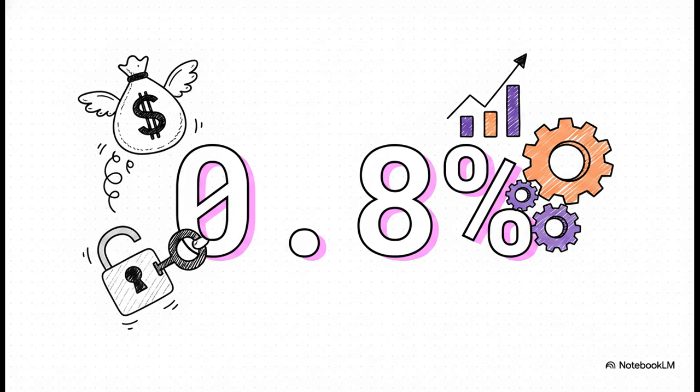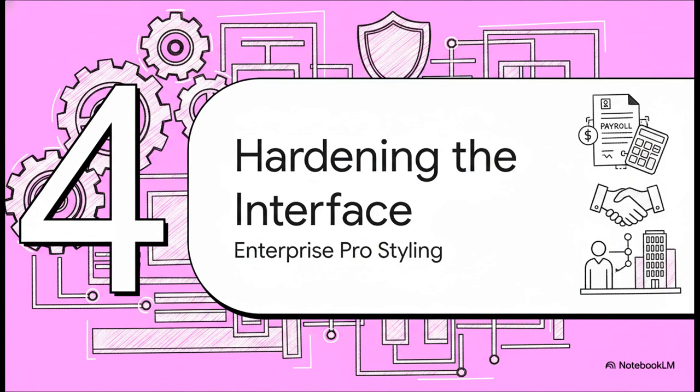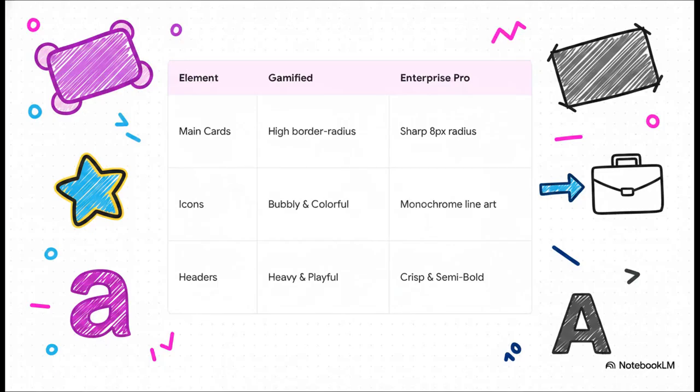The software literally pays for itself just in merchant savings. It's brilliant. Which brings us to Section 4. Hardening the interface with Enterprise Pro styling. Now killer features and disruptive pricing, that's only half the battle.